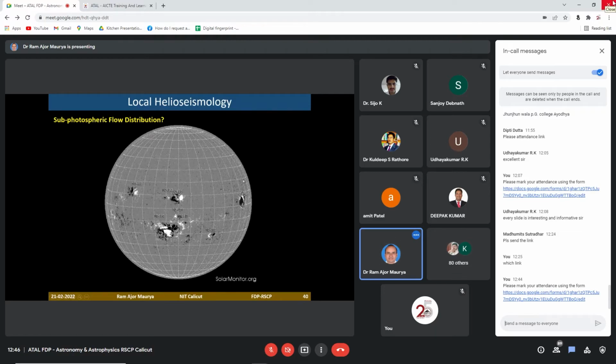Now about the solar atmosphere. The atmosphere above the solar surface we cannot see, because we are having intense radiation from the photosphere. But if there is a full eclipse, then we can see the atmosphere.